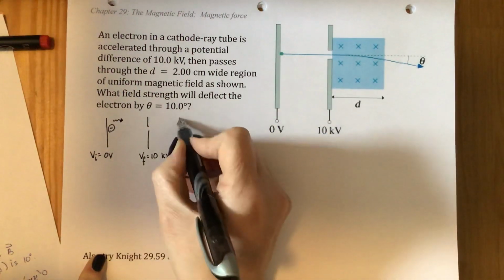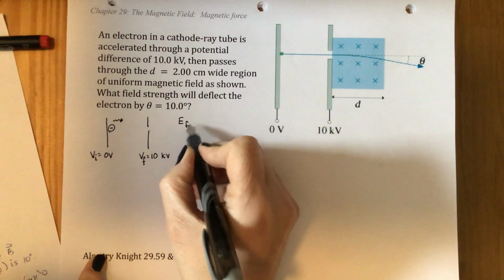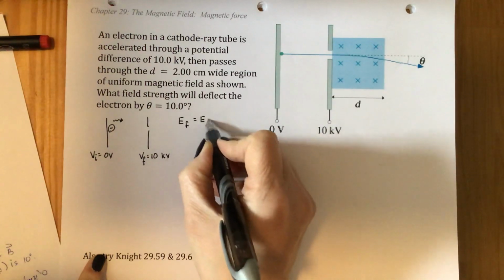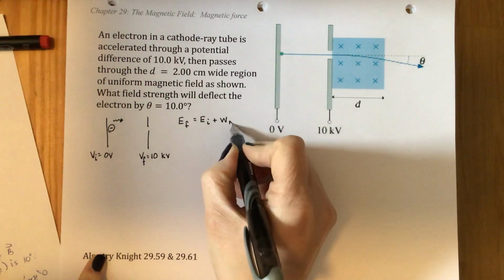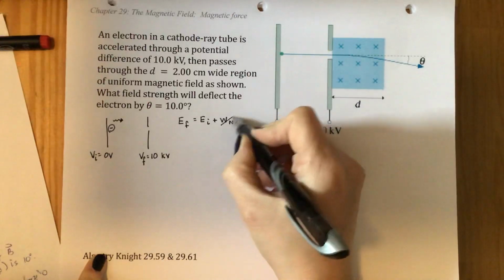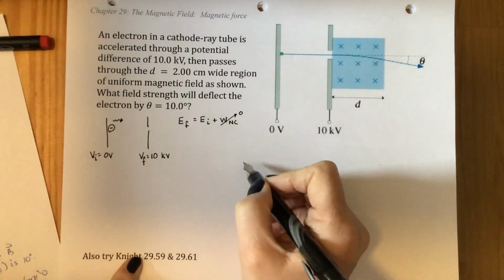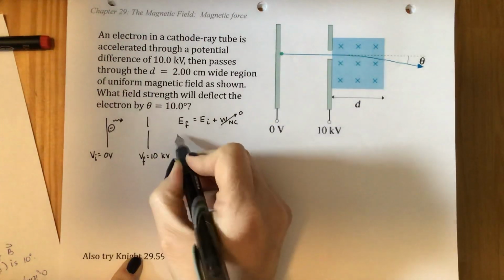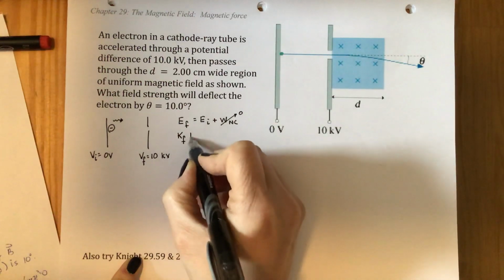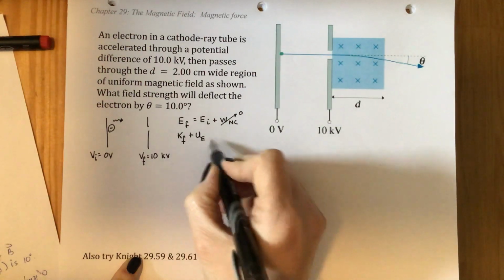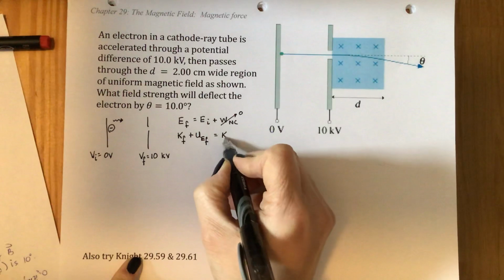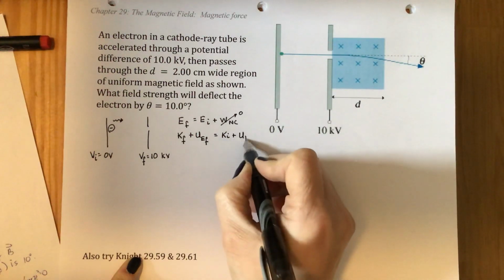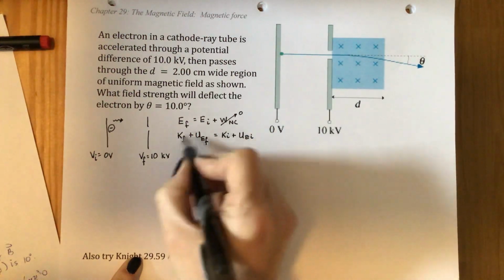Final energy is initial energy plus work done by non-conservative forces. Work done by non-conservative forces here is 0. We don't have anything like friction. So final kinetic plus final electric potential equals initial kinetic plus initial electric potential. Let's ask what are each of those terms that we're going to fill in.